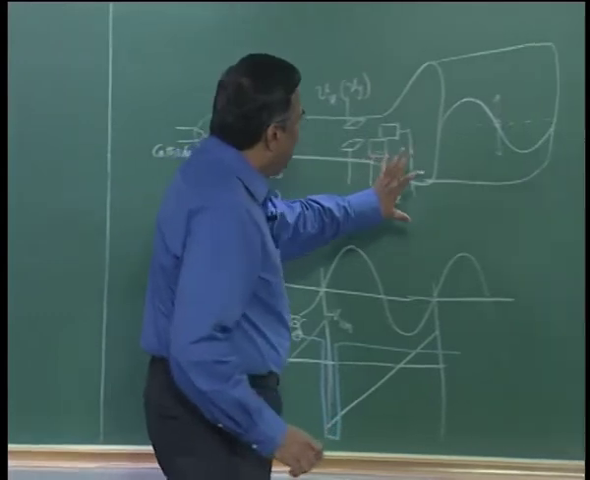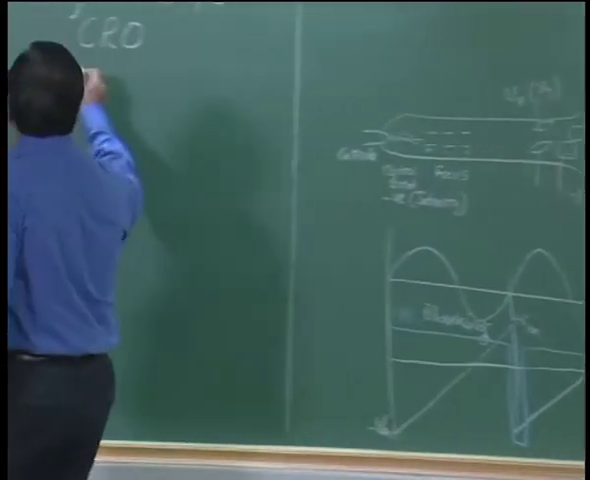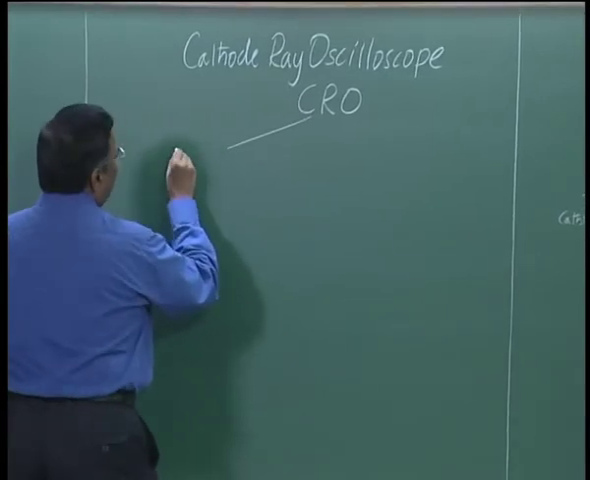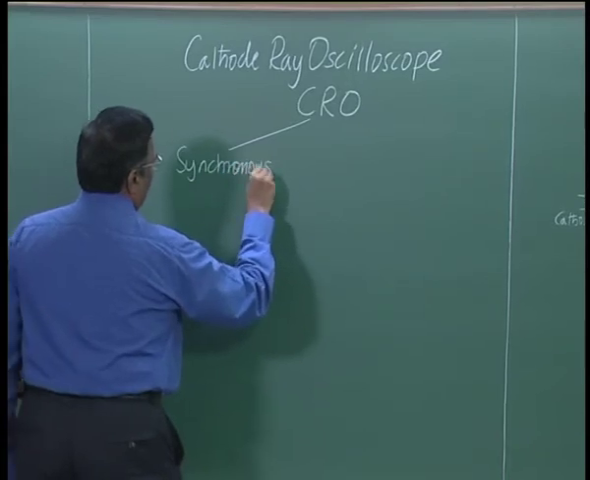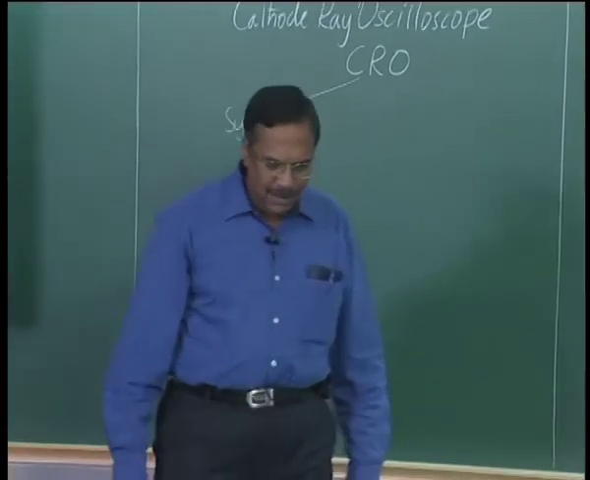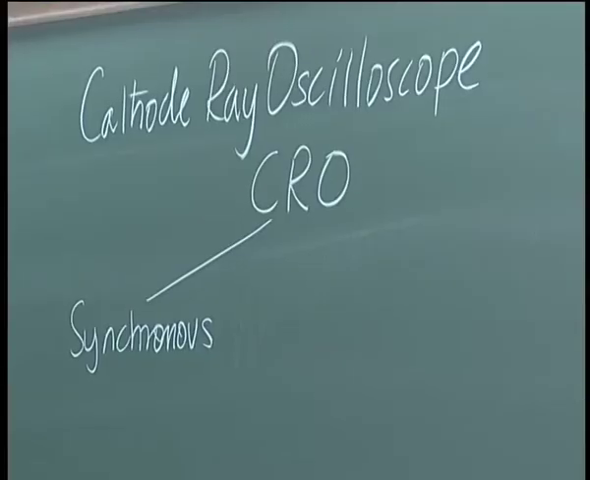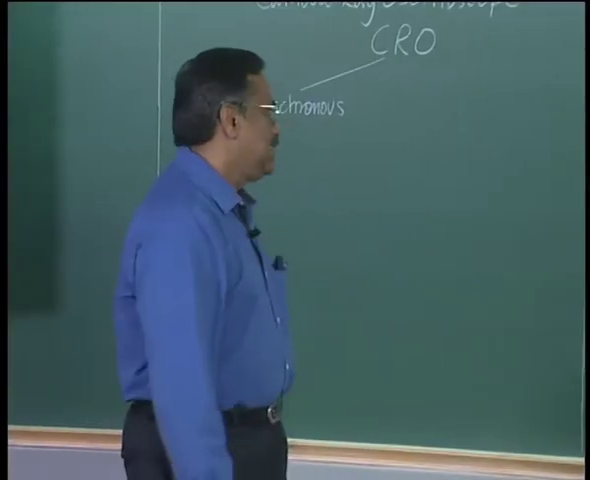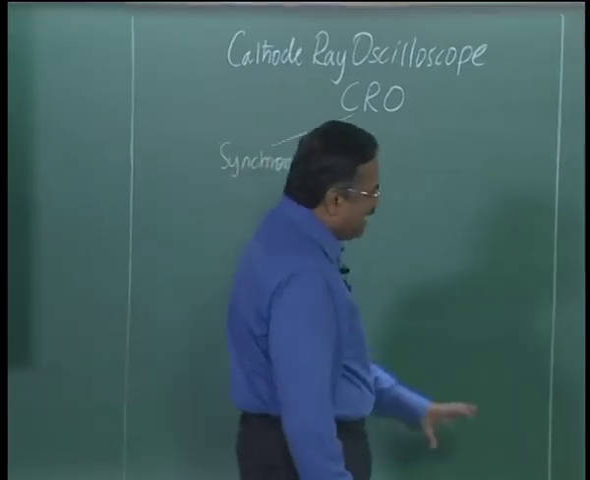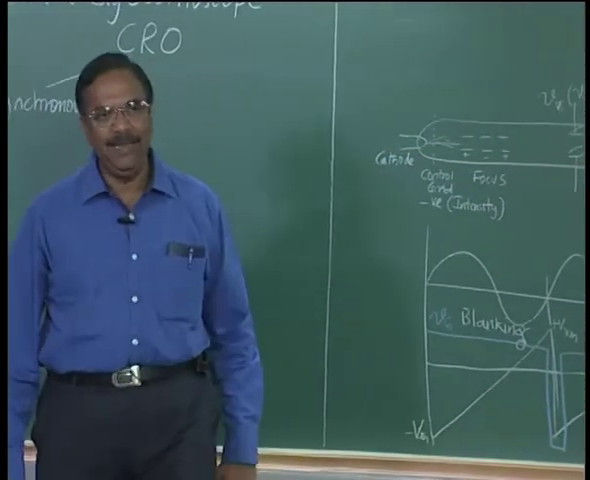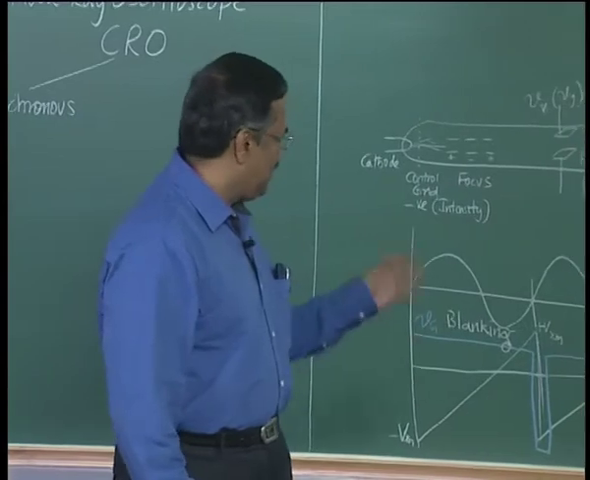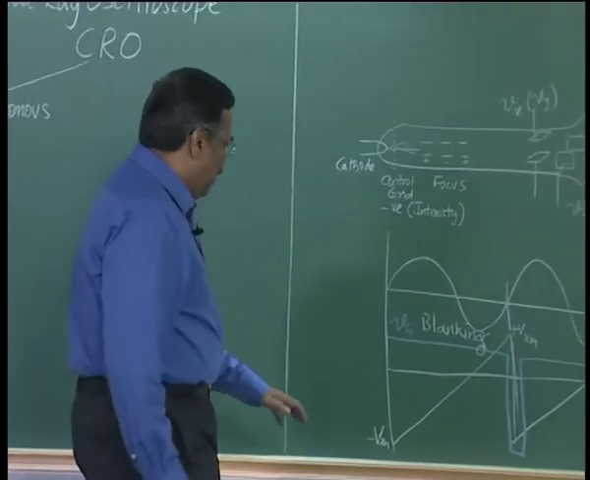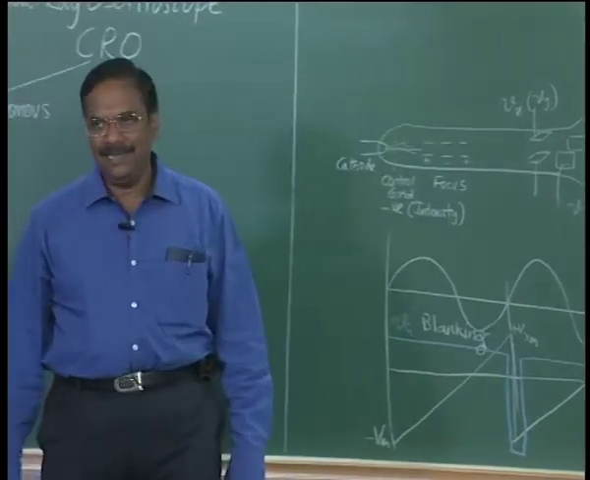Now, this kind of oscilloscope we learned is called a synchronous mode oscilloscope. In the synchronous mode oscilloscope, the horizontal sweep, the sawtooth given to the x input, will have a frequency which is an integral multiple of the y input frequency. Whatever voltage we give to the y plates, that frequency would determine the frequency of the x input. Right.